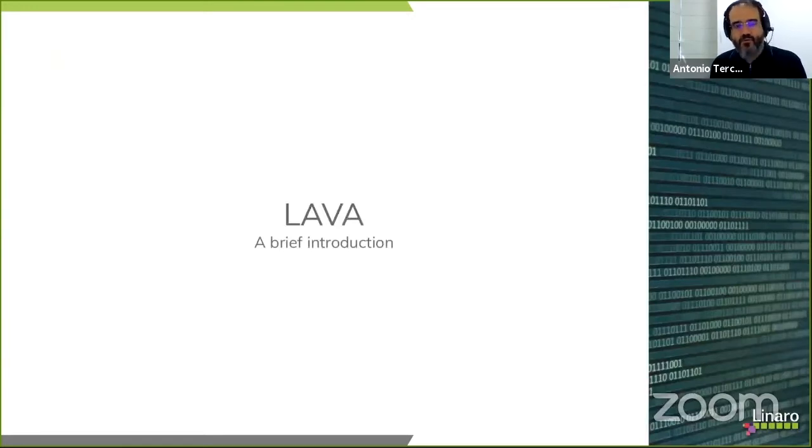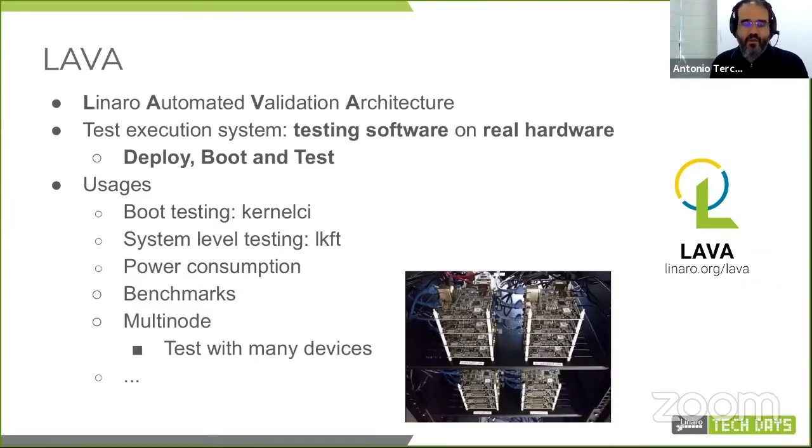So a brief introduction to Lava. Lava stands for Linaro Automated Validation Architecture. It's basically a test execution system. So it has the goal of running testing software on real hardware. So it includes deploying operating systems to the boards, booting them, and then running tests.